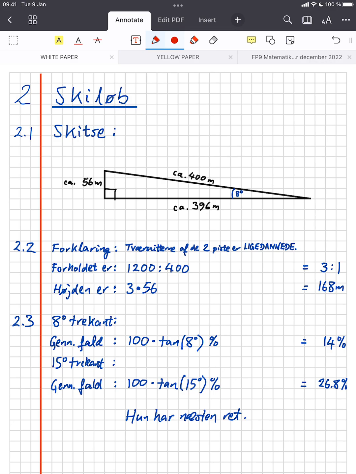So I've written that for the 8-degree triangle, the average slope is the tan of 8, and then times 100 to make it a percent. So I've put the percent sign there, and that was 14%. And then for the 15-degree triangle, I've written that the average slope is 100 times tan of 15, and that's how we got 26.8%. And then I've just put a comment, she's nearly correct.